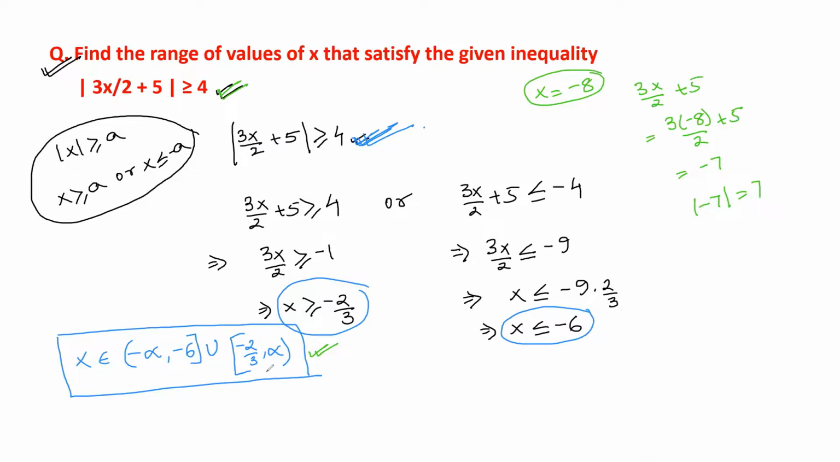Let us consider one more value of x to be in this range. So between minus 2 by 3 to infinity, let us assume x to be 0 and let us see whether x equal to 0 is satisfying this inequality or not. So if x is equal to 0, in that case, 3x by 2 plus 5 would be simply 5 and mod of 5 would be 5, which is greater than 4.